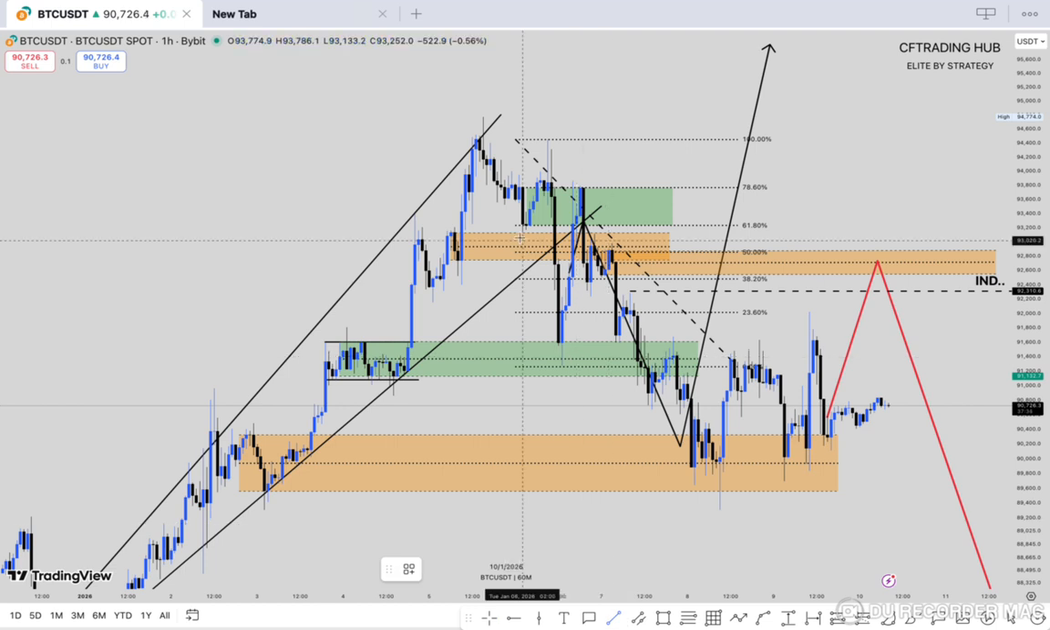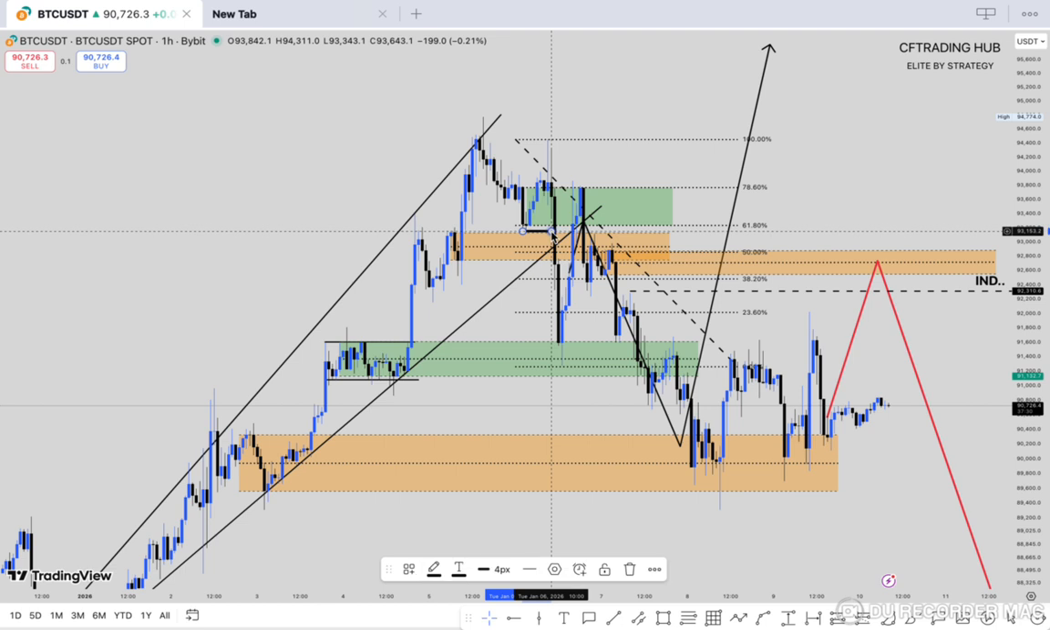What do you see over here? This is the break of structure over here. This is the structure break. After the structure break, what do you see? I picked my Fibonacci tool here from this file over here.